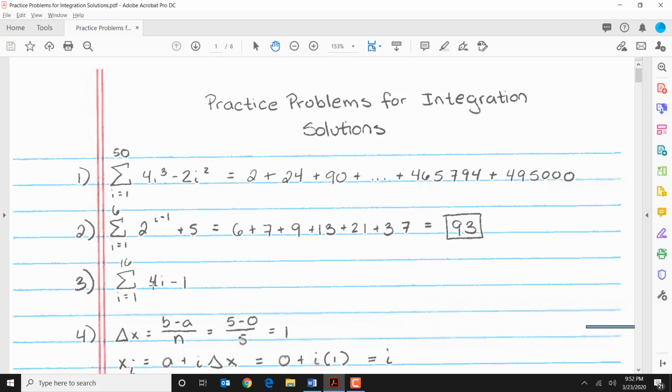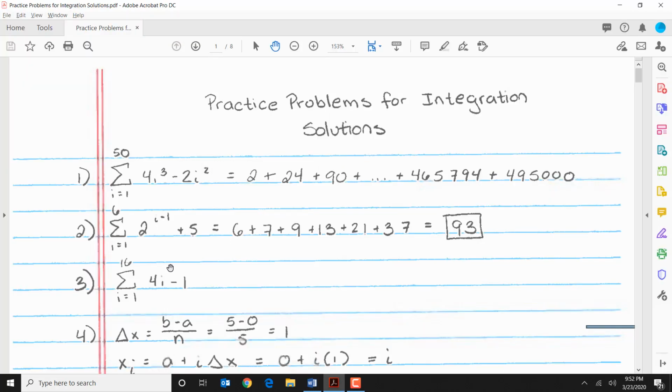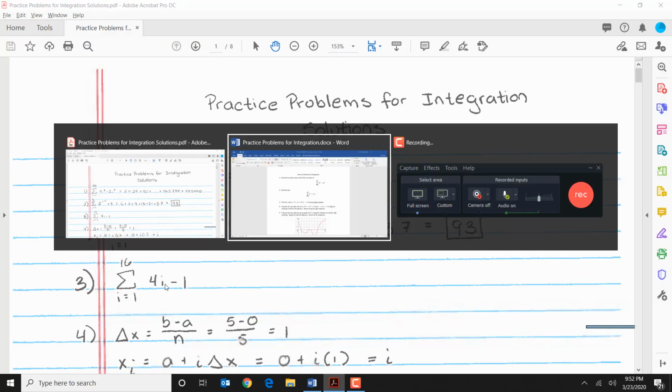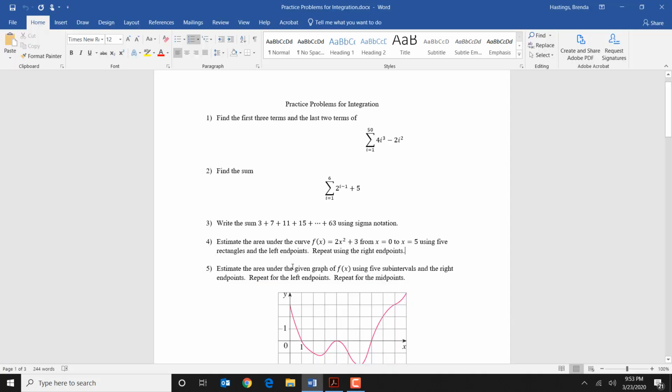So plug in 1, 4 times 1 is 4, minus 1 gives me 3. Plug in 2, 4 times 2 is 8, minus 1 gives me 7. Plug in 3, 4 times 3 is 12, minus 1 gives me 11. Keep on going, plug in 16, 4 times 16 is 64, minus 1 gives me 63.